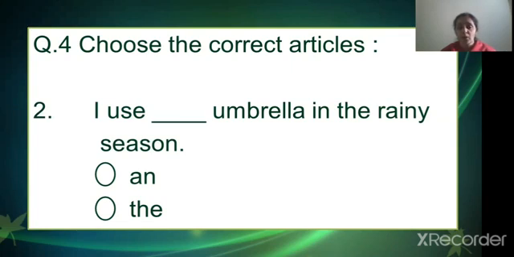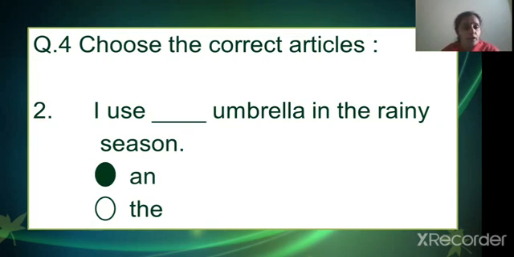Next is, I use dash umbrella in the rainy season. Here, the correct option would be an, right? Umbrella. It's a vowel. So, the article we're going to use here is an. I use an umbrella in the rainy season.